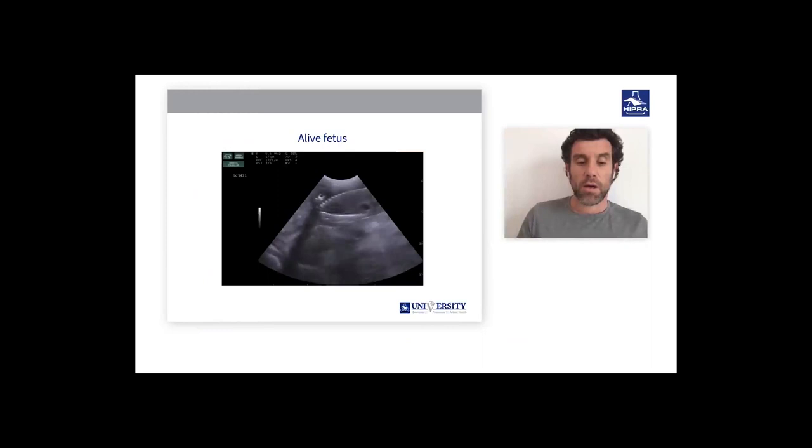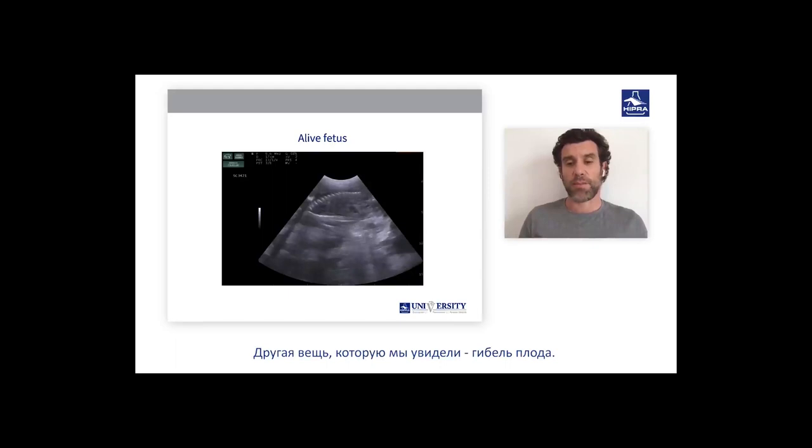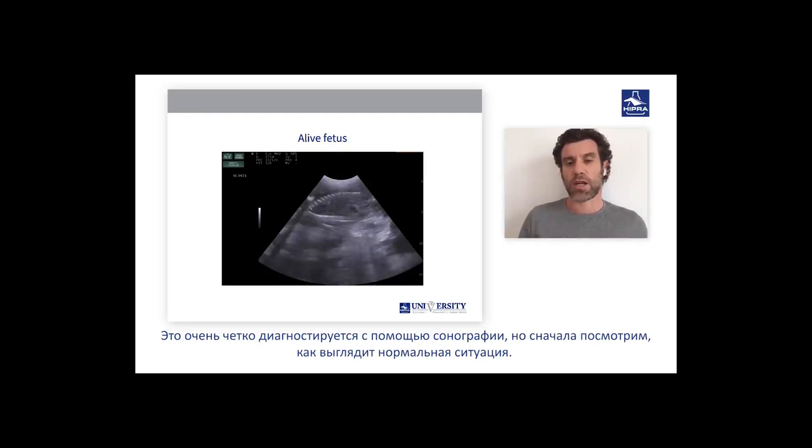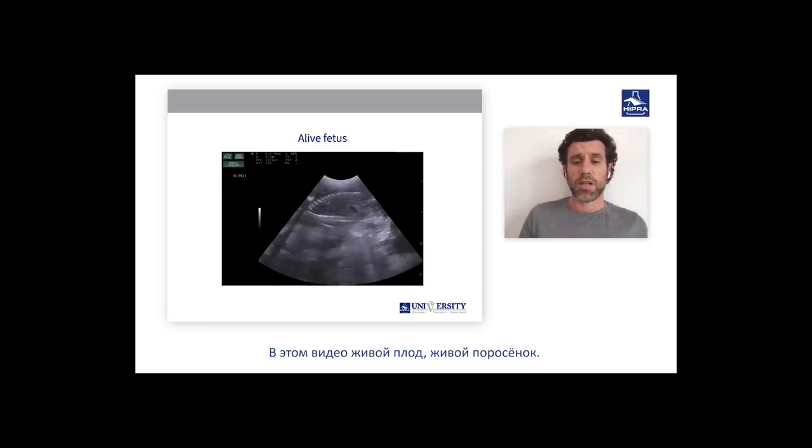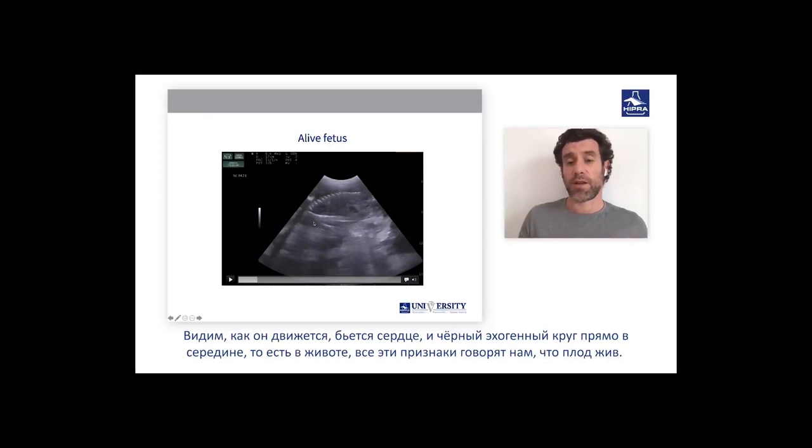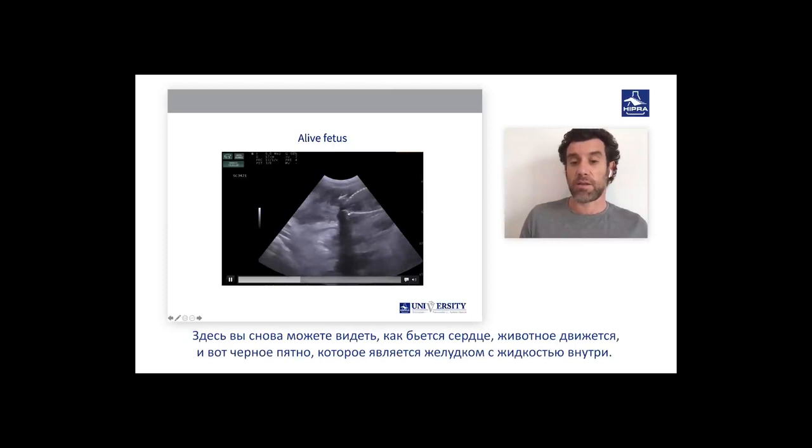Another thing that we begin to see is fetal death. This is something very clear to diagnose by sonography, but in that case, first we are going to see what the normal situation is like. In the video, we are going to see a live fetus, a live piglet. We are going to see how the piglet is moving, the heart is beating, and we are going to see an anechogenic black circle just in the middle, that is the stomach. All of these signs are telling us that the animal is alive. You can see here again the heart beating, the animal is always moving, and here the black hole, that is the stomach with fluid inside.